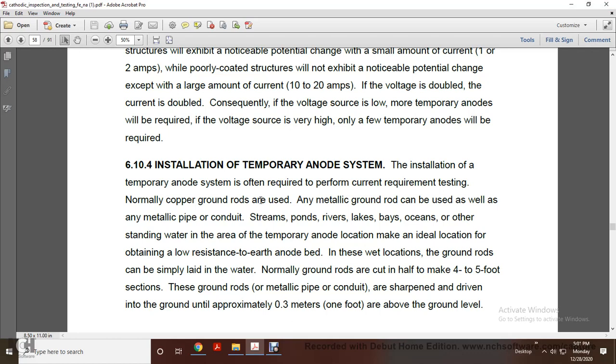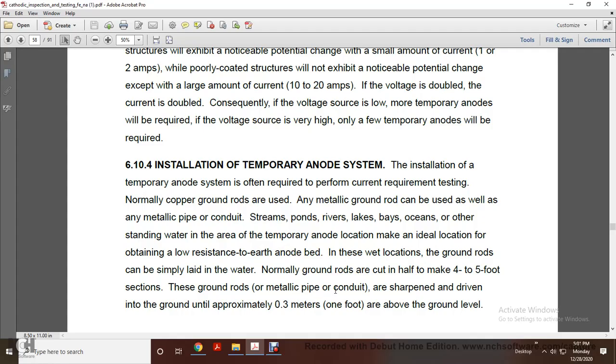Aluminum or copper grounded rods, metallic ground rods can be used, as well as metallic pipe, conduit, streams, ponds, rivers, lakes, bays, oceans, and other standing water. Any of these temporary anode locations may be ideal, giving a low resistance to earth anode bed. If the location is wet, the ground rod can simply be laid in water. Normally, ground rods are cut in half to make 4 to 5 foot sections.